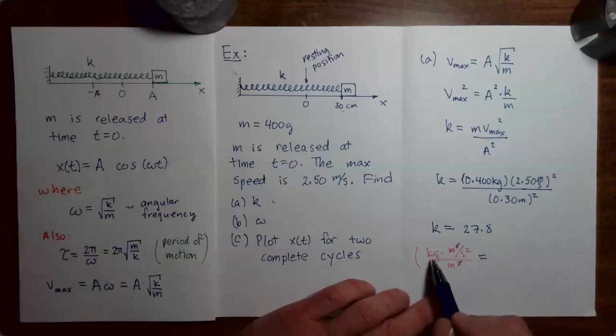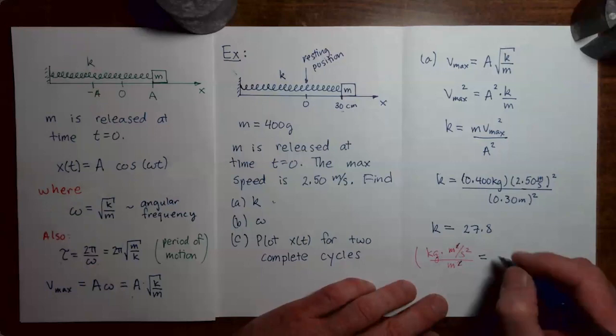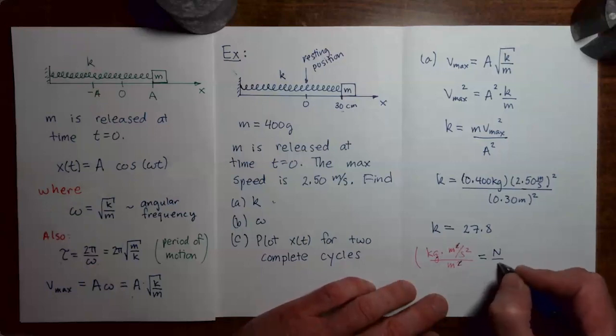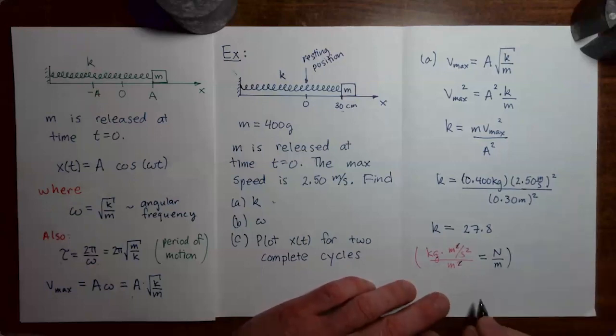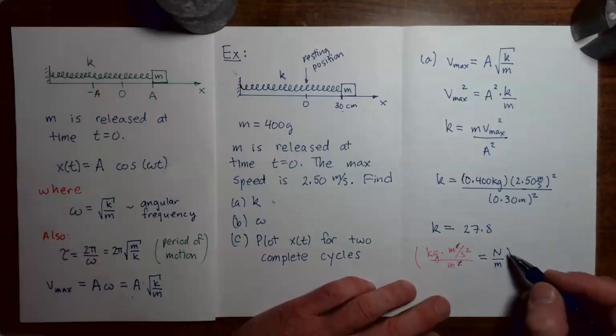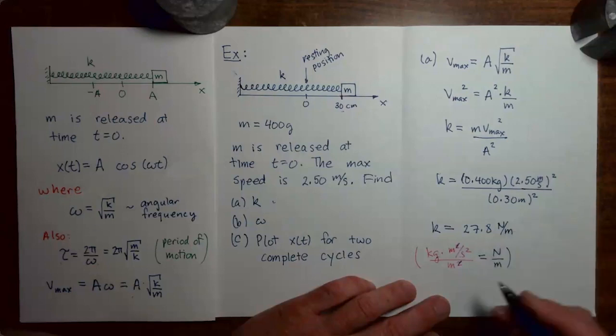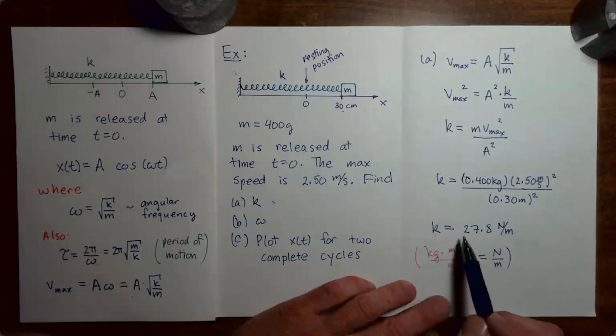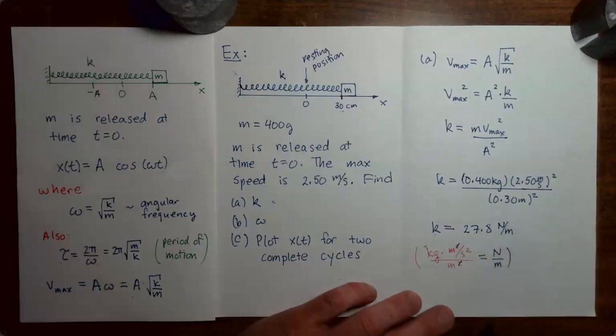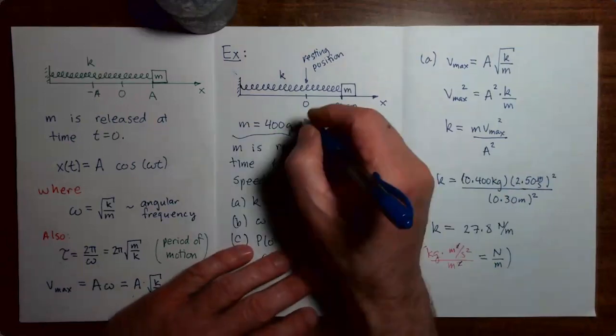Notice now that the numerator is kilograms meters per second squared, which is a newton. The denominator is just meters. So this would be the proper unit for spring constant, newtons per meter. So we have that the spring constant is 27.8 newtons per meter. I'm going to go back in and put that into the figure.